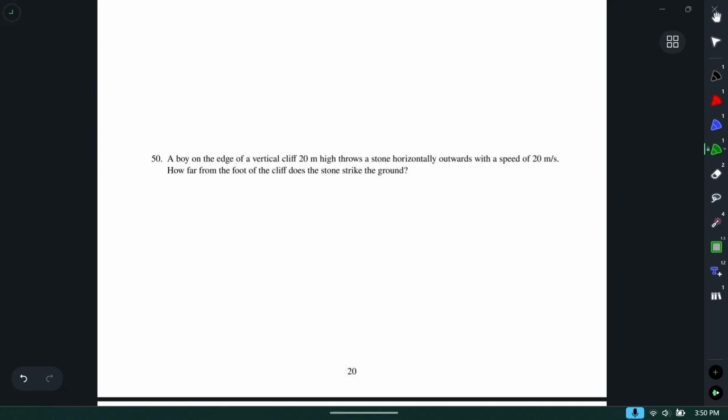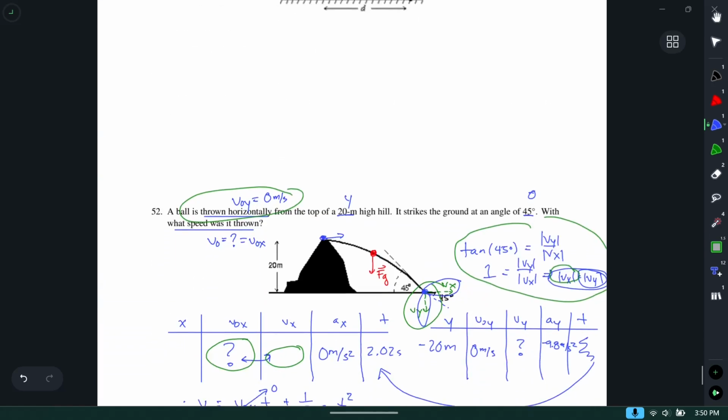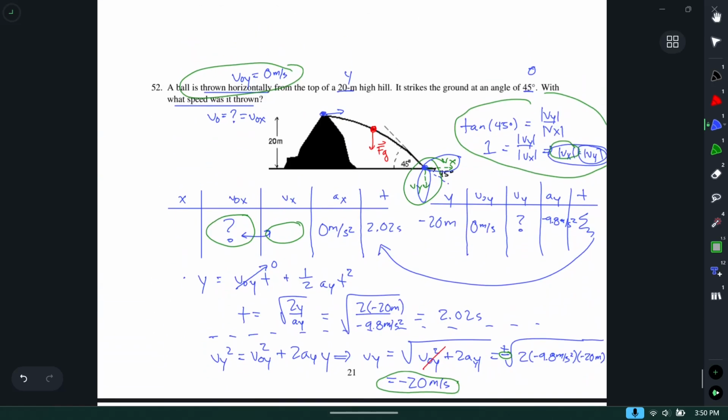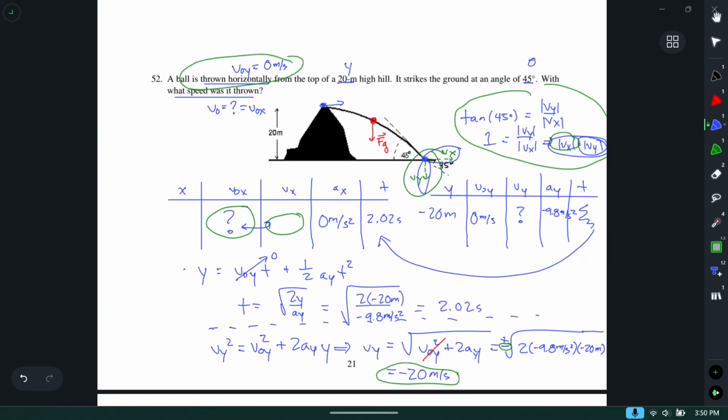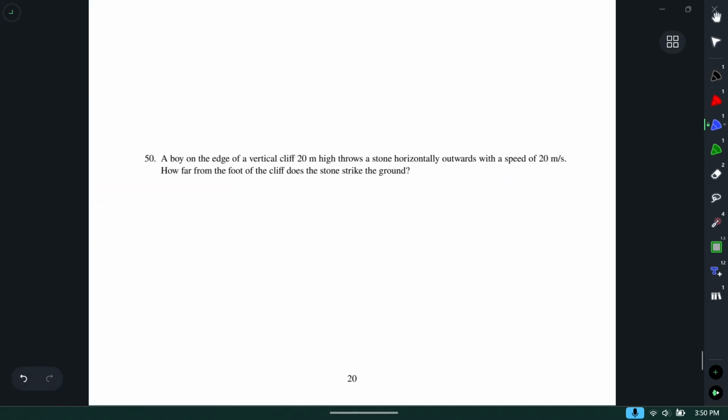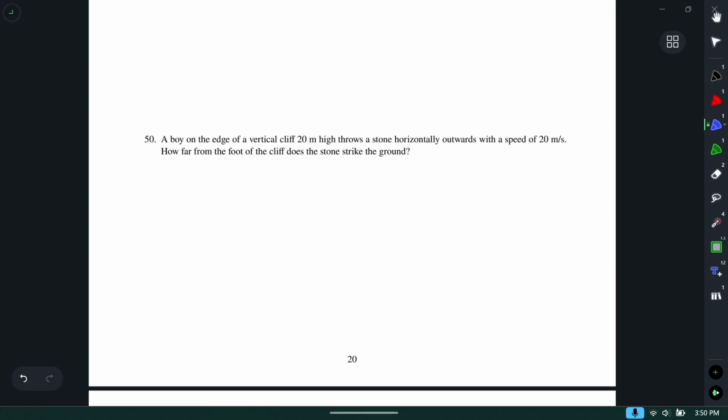So let me hit one that's maybe more akin to what you could feasibly see. I just wanted to show this one because it's really like worst case scenario. So let me do one that's a little bit less worst case scenario. I should have picked better at the beginning. We've got a boy on the edge of a vertical cliff 20 meters high, so I would start sketching. He throws a stone horizontally outward with a speed of 20 meters per second.